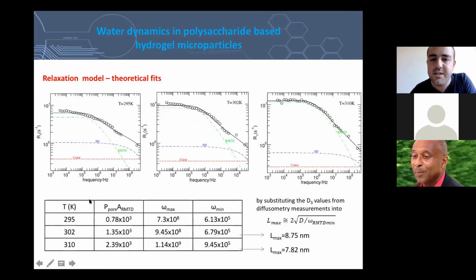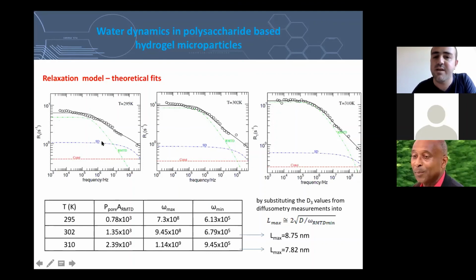So, here you can see the fits, and as you can see, even the number of water molecules diffusing inside the pore is small. Since field cycling relaxometry is very sensitive to confinement, we see in the decomposition of the individual contributions that the biggest contribution comes from the water diffusing inside the pores.